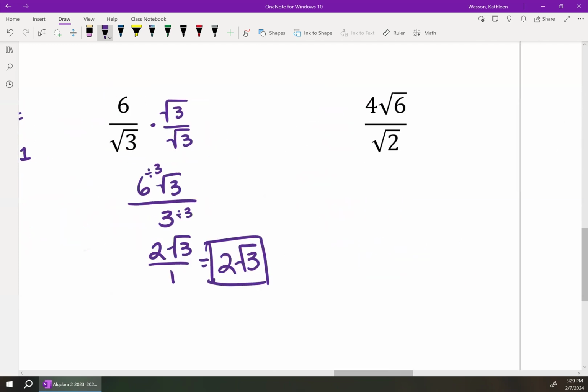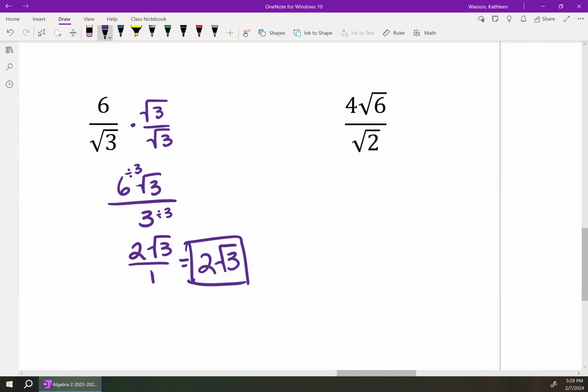I have one more example here. This one, I'll multiply the numerator and the denominator by square root 2. My numerator, I'm multiplying radicals together. The denominator no longer will have a radical, it will just be 2. So I have 4 over 2 square root 6 times square root 2. This can be reduced. Divide by 2, divide by 2.